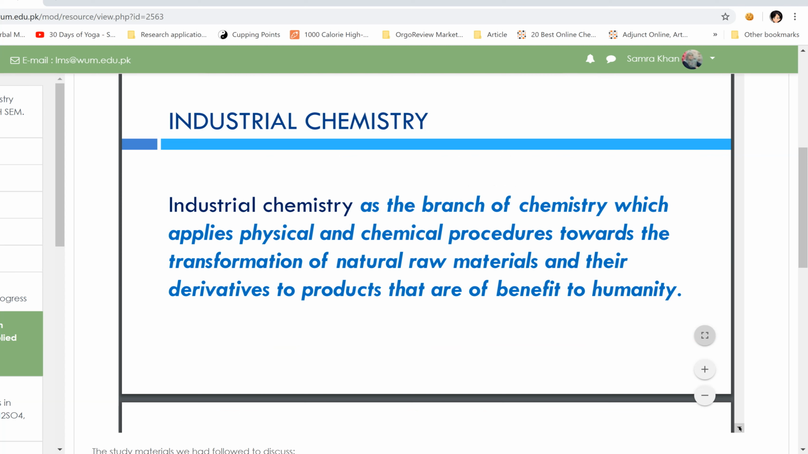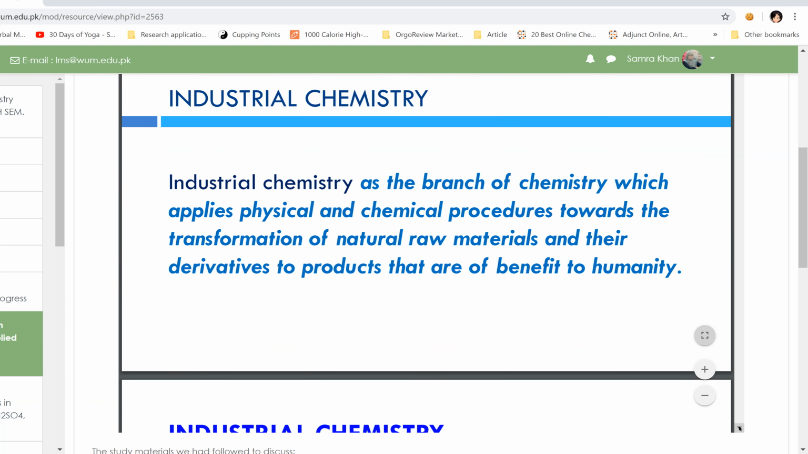So you all know that it's the branch of chemistry which applies physical and chemical procedures towards transformation of natural raw materials and their derivatives to products that are of benefit to humanity. Well, not coming to the nuclear plant for weaponry, but in general, industrial chemistry has revolutionized how the chemical and physical processes take place, and how something very small on a lab scale can be optimized from a few grams to millions of tons.